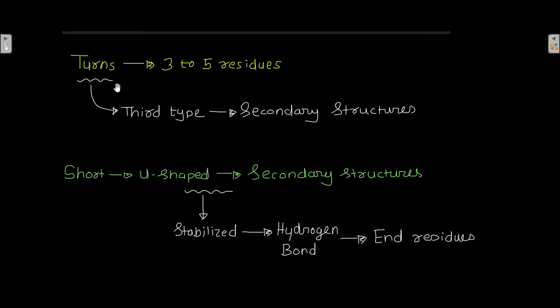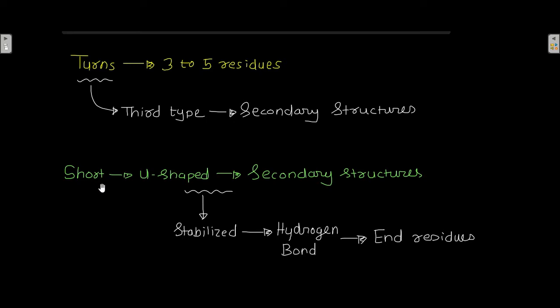Now these turns consist of 3 to 5 amino acid residues, and they are the third type of secondary structure. Okay, so the first and second types are the alpha helix and the beta pleated sheet, and the third type of secondary structure is the turn.